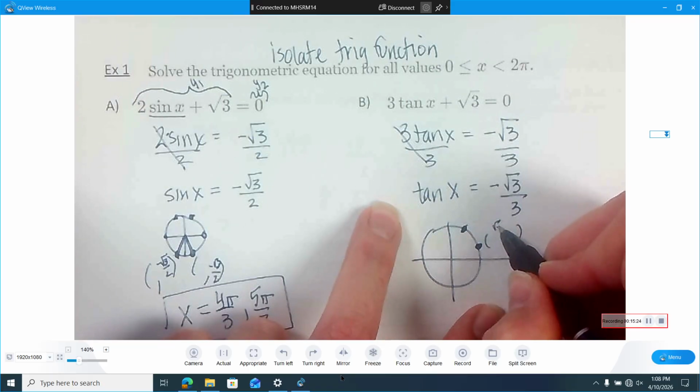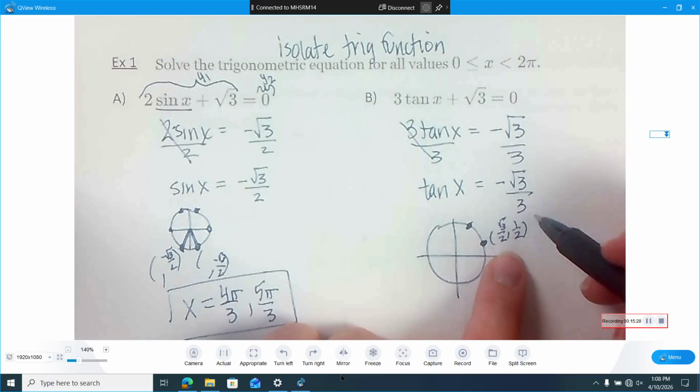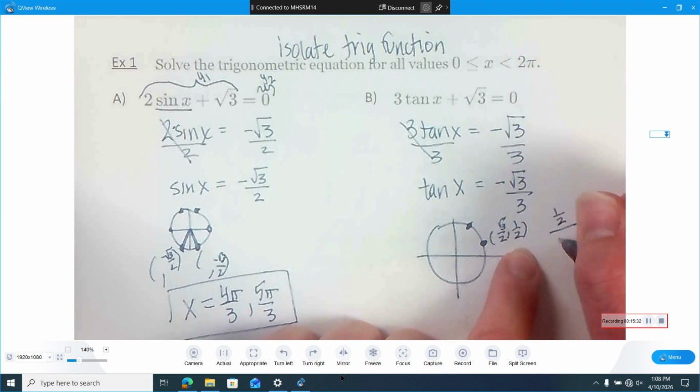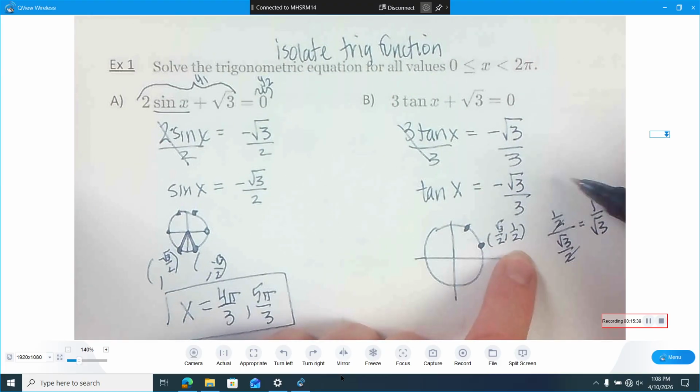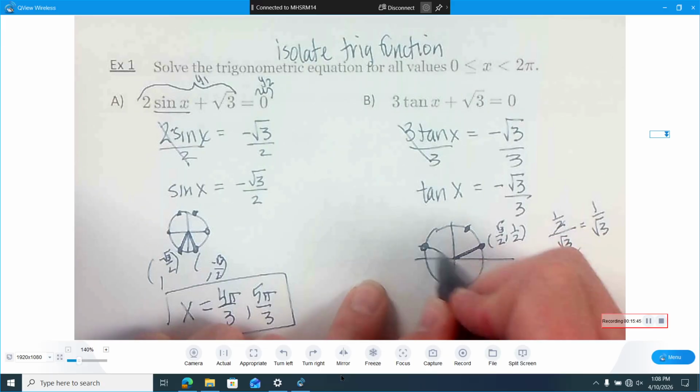This one is radical 3 over 2 comma 1/2. How do I get a tangent ratio? Y over x. So 1/2 over radical 3 over 2. The 2's cancel out. I get 1 over radical 3. Oh, that's how we get radical 3 over 3, right? Yeah. Okay. So this pi over 6 angle, but I need it to be negative.